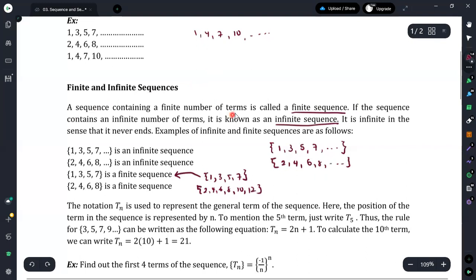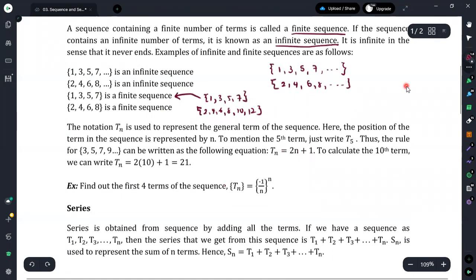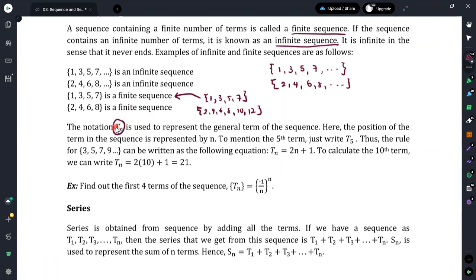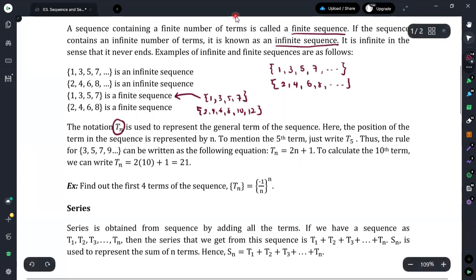Apart from the finite and infinite sequence, we use some other notations in sequences. We have previously discussed the notation Tn. Tn is generally used to represent the nth term, and since it is the nth term, we consider it the general term of the sequence. This would be considered the general term of the progression, or the general term of the sequence.